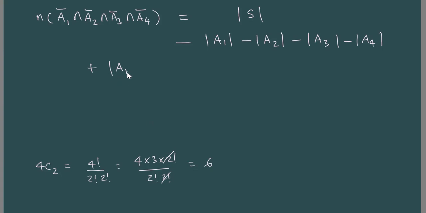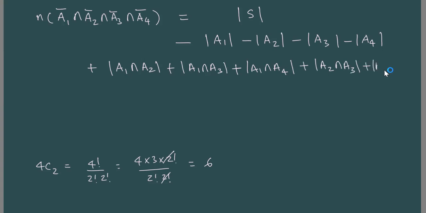So what are those terms? If you have more than 4, it is very difficult to write all of them. But let's say we can try and write for this. A1 intersection A2, and then A1 intersection A3. Sorry, we need to add all these. So A1 intersection A4. Then we have A2 intersection A3. Then A2 intersection A4. And then plus A3 intersection A4. You see those 6 items?